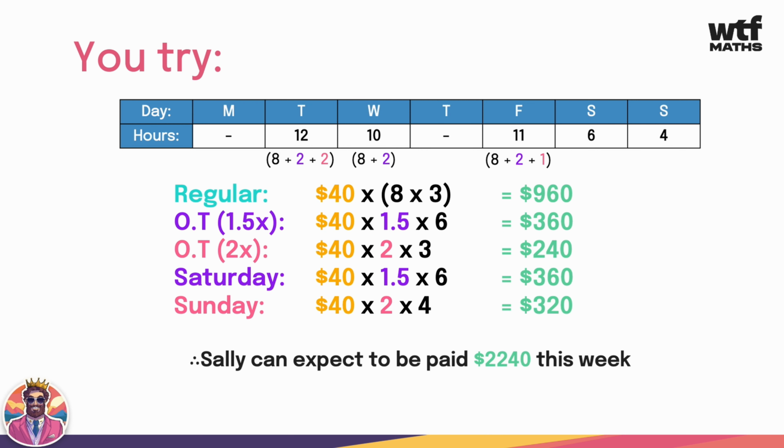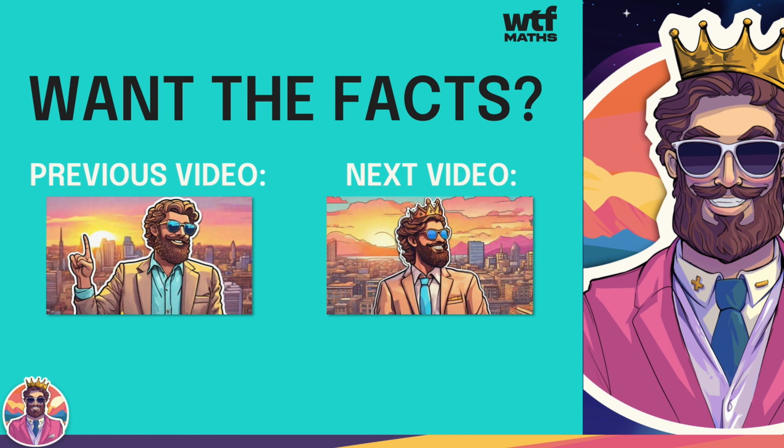So overall, if you add it up, Sally can expect to be paid $2,240 this week. Okay, hope that makes sense. So whenever you're trying to calculate overtime hours, I suggest you just work out your regular hours first and then do all the overtime separately.